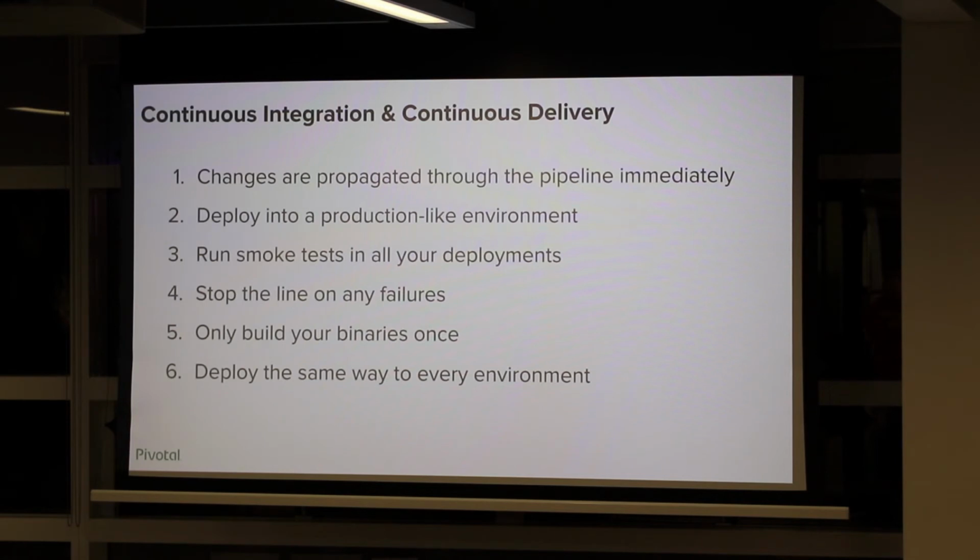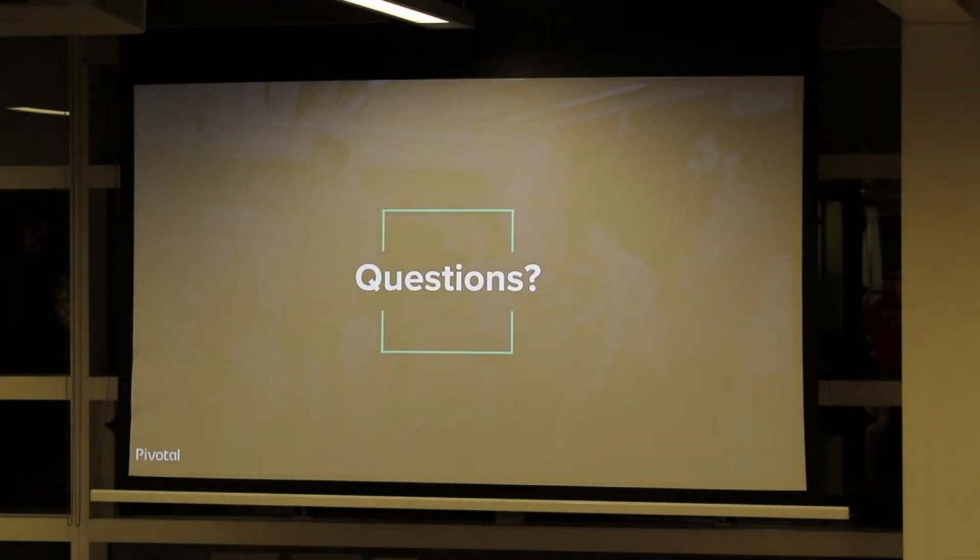You should try to build your binaries only once, so you ensure that the thing you're trying to put in production is the same thing that you tested. And you should try to deploy it the same way to every environment. So when you're actually going to release, you're not testing that script for the first time in the last 3 months, but that script was tested in every single commit. Because if you follow all of it, it should be being deployed in every single commit. And I guess that's pretty much it.